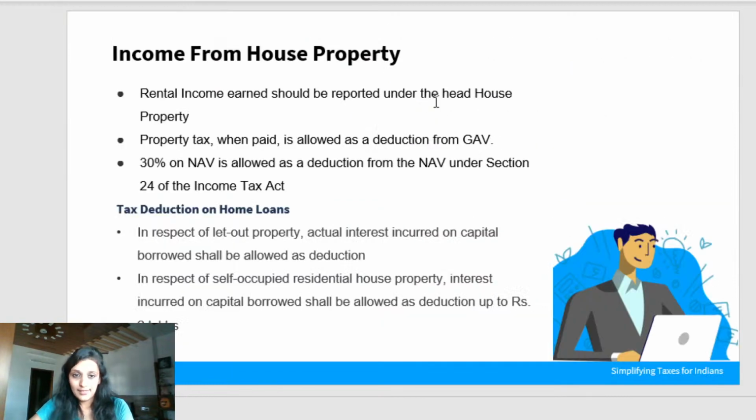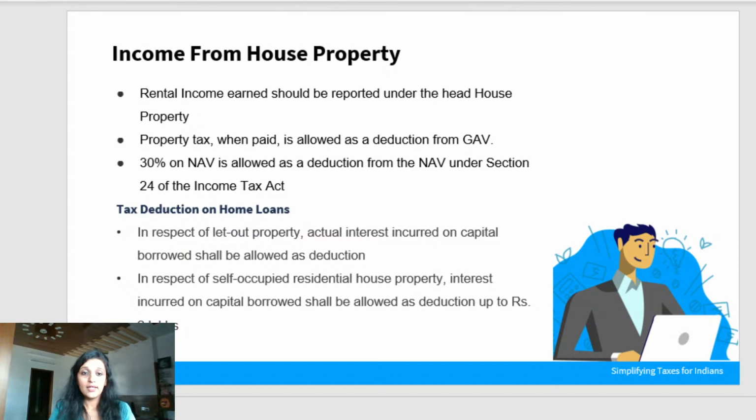Then coming on to our next topic, which is income from house property. Owning your own house is everybody's dream, and that is why the government of India has provided many taxation benefits on this, and is promoting owning your own house. House property is of three types: self-occupied house property, let-out house property, and rental house property.